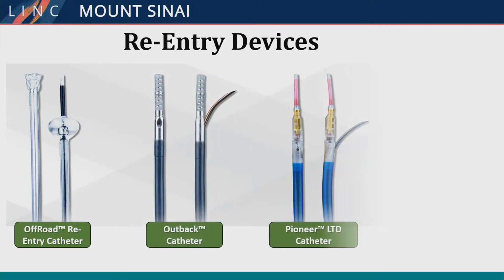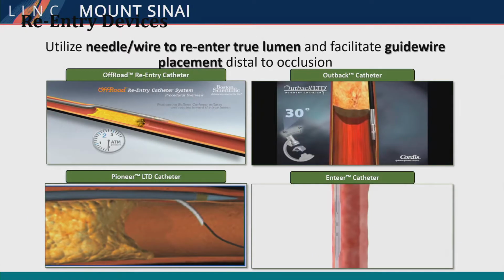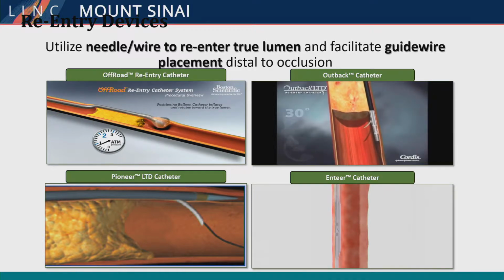So reentry devices, I think, are very valuable, and it's good to become familiar with at least 1 or 2 of these. You have the Off-Road, the Outback, the Pioneer, which is similar to the Outback but using ultrasound guidance, and then the Enteer, which is the sort of stingray balloon that orients itself such that you have a wire port that can re-enter distally. And again, all of these somehow employ a hypotube or needle or a wire to puncture back into the true lumen distally.